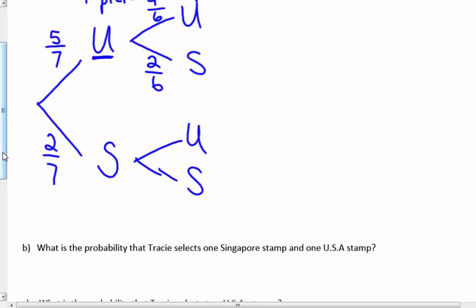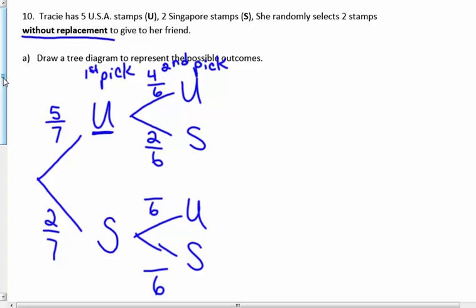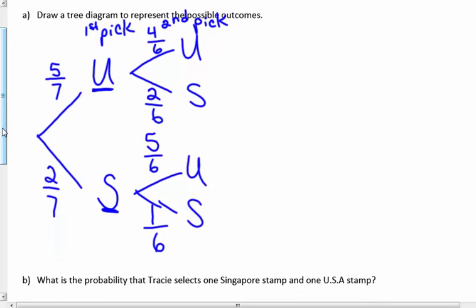So, starting down at the bottom, she picks a Singapore stamp first. Then she goes to pick a US stamp. So I know my fractions are all going to have 6 with the second pick. If she picks a Singapore one first, how many US ones are still left? 5 of them, because she picked Singapore first. So Singapore would give me 2 sevenths for the first one and 5 sixths for the second one. Very good. So now, here are my outcomes.